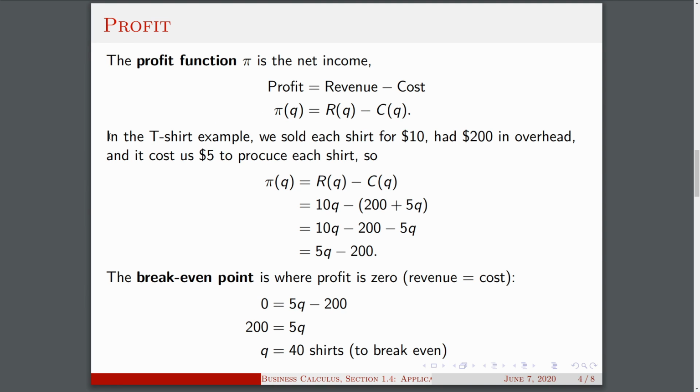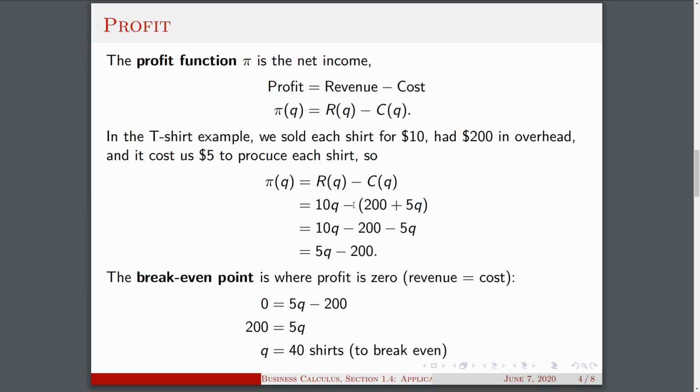All right. Anyways, in our example that we talked about, let's construct our profit function. So we constructed our revenue function, which was 10 times Q. That was $10 a shirt times the number of shirts that we sold. And our cost function was our overhead plus our variable cost. All right. So we have revenue minus cost. So we just put that in.